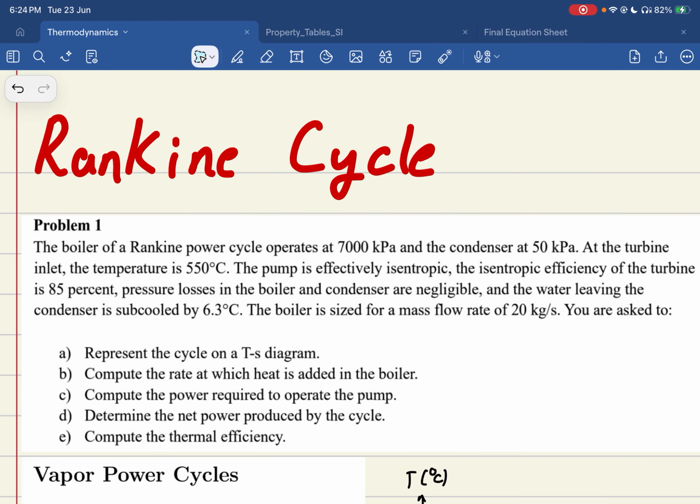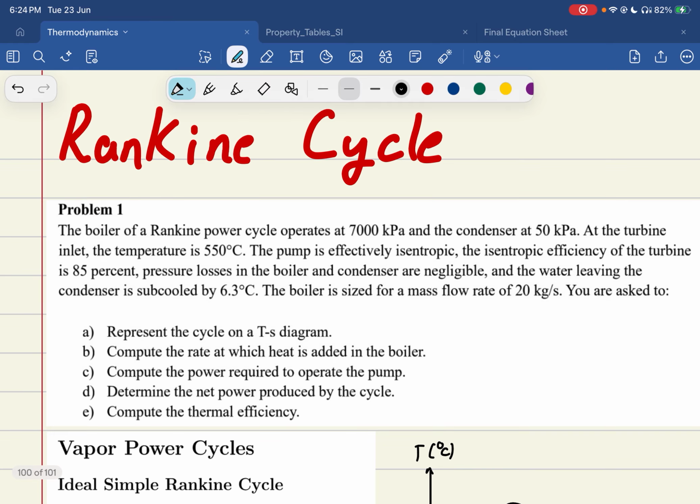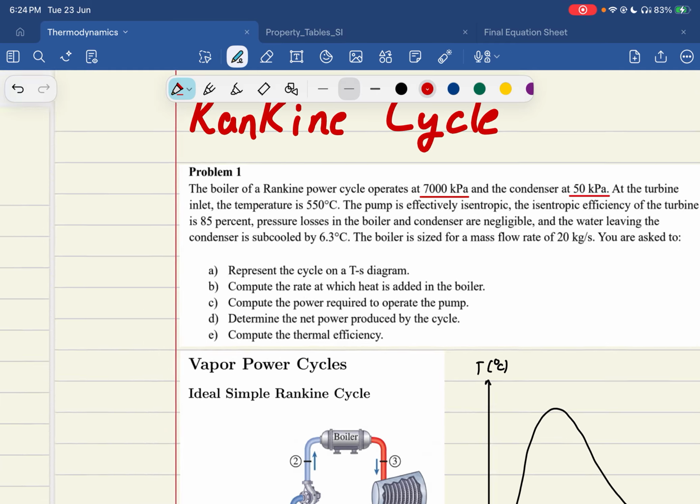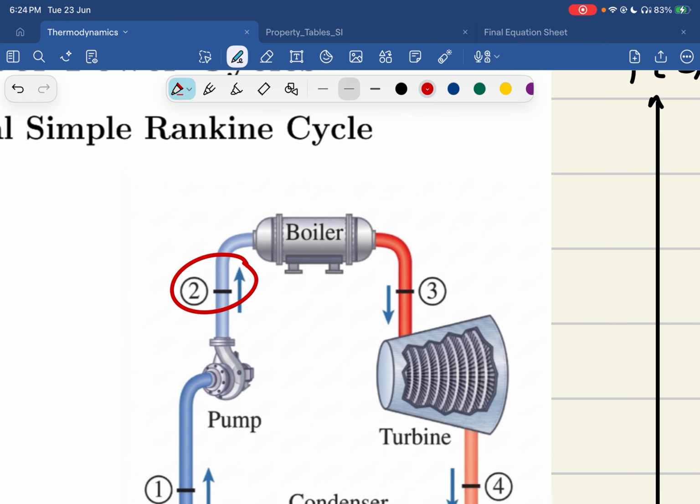All right. Here we have a Rankine cycle. Okay. And it says a boiler of a Rankine cycle operates at 7,000 kPa, and then we have a condenser that's operating at 50 kPa. Usually, boilers and condensers are always isobaric. So, looking at this, we can say that P1 is equal to P4 and P2 equals P3.